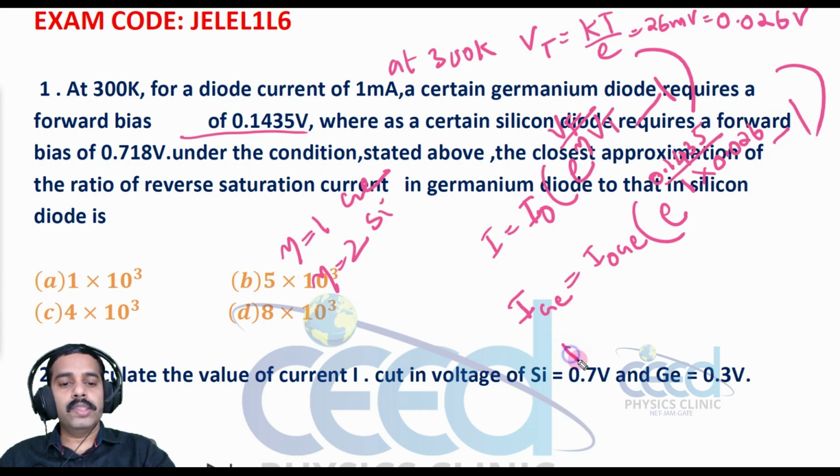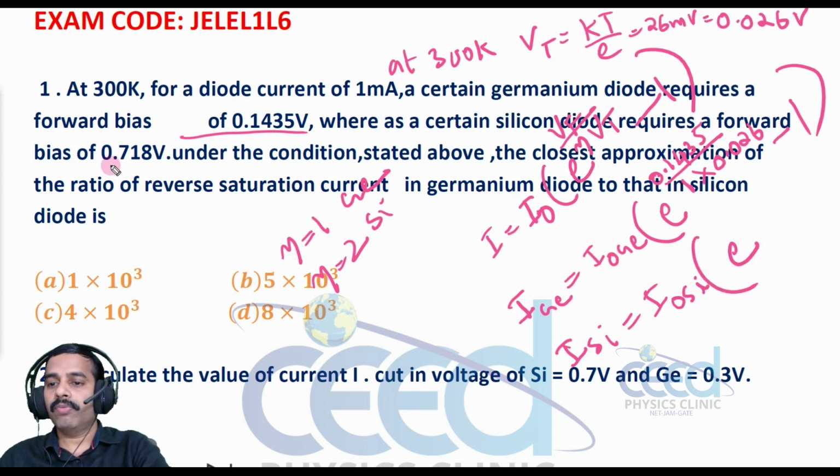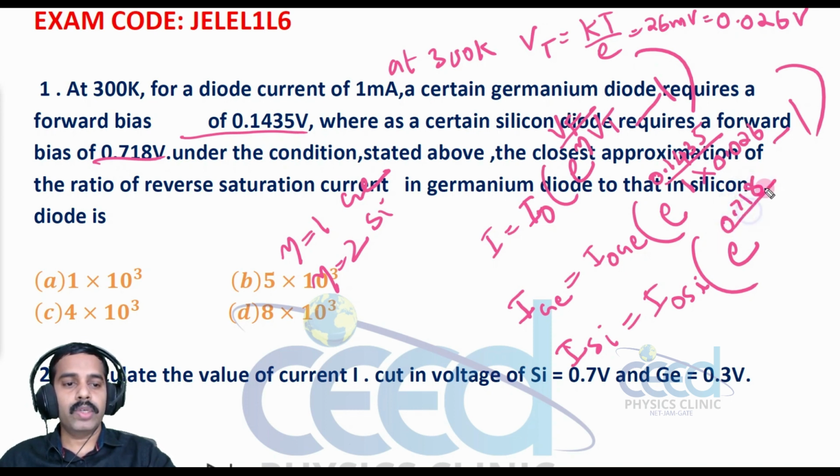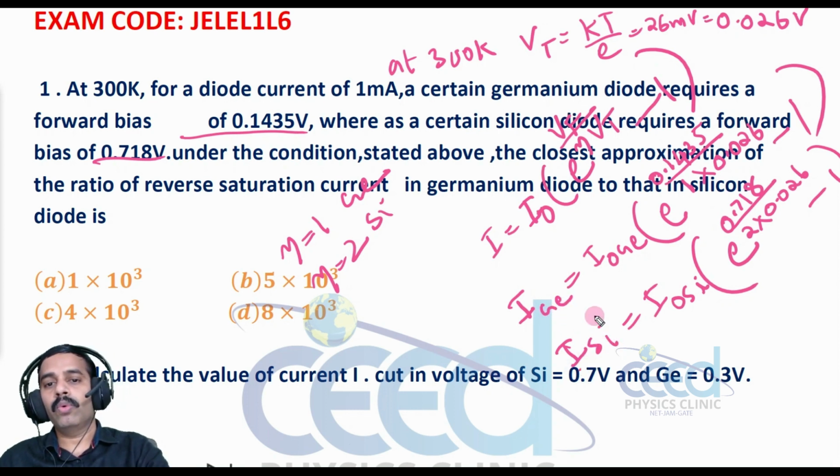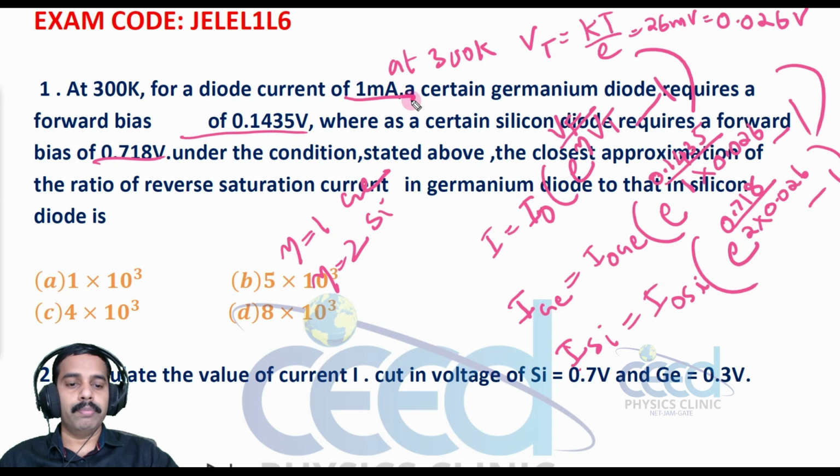Now I silicon you can write as I0 Si e raised to, here the voltage is different, 0.718, but the thermal voltage is the same and the eta value is 2, so 2 into 0.026, minus 1. In each case the voltage is different, but both I germanium and I silicon we have to maintain at 1 milliampere. So this side will be 1 milliampere each, so both sides will be equal.